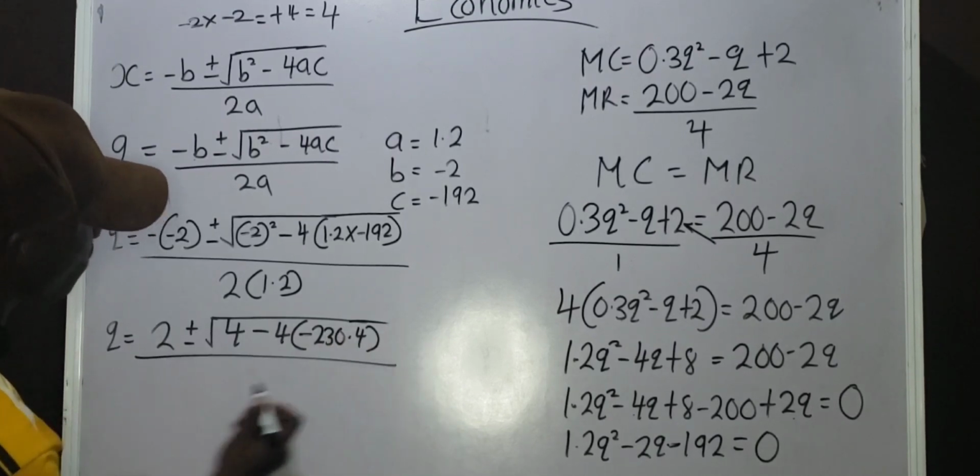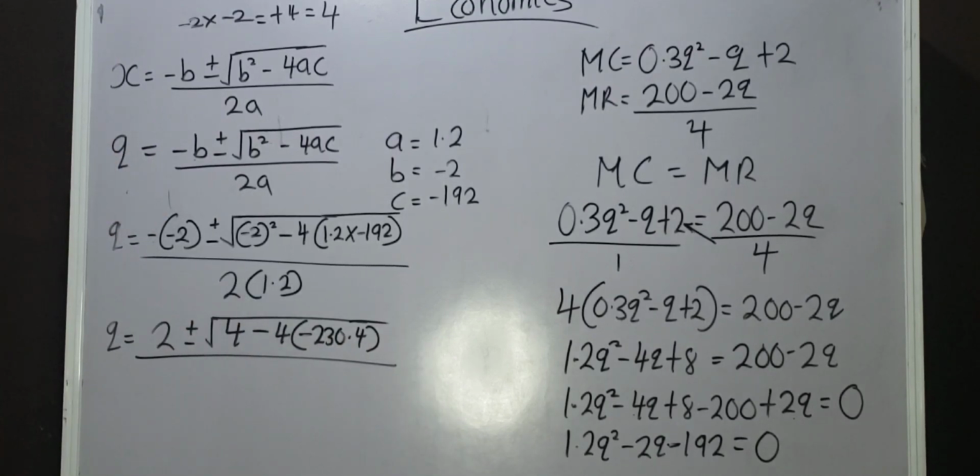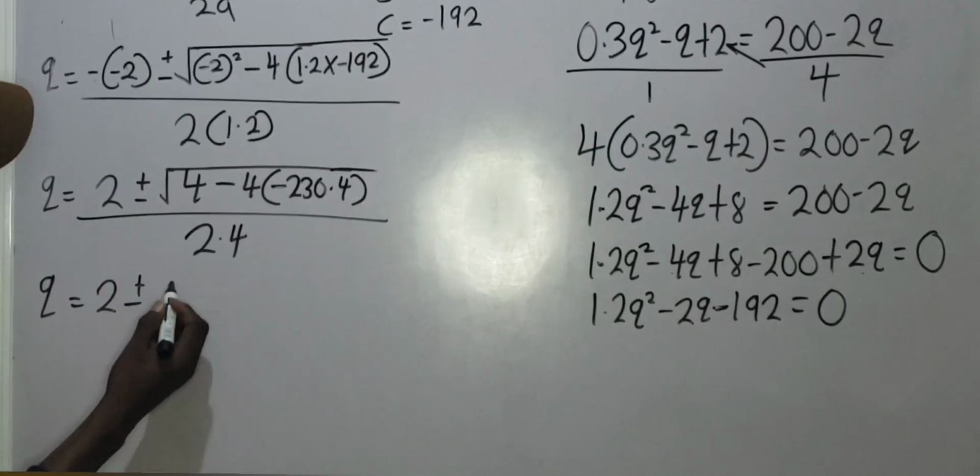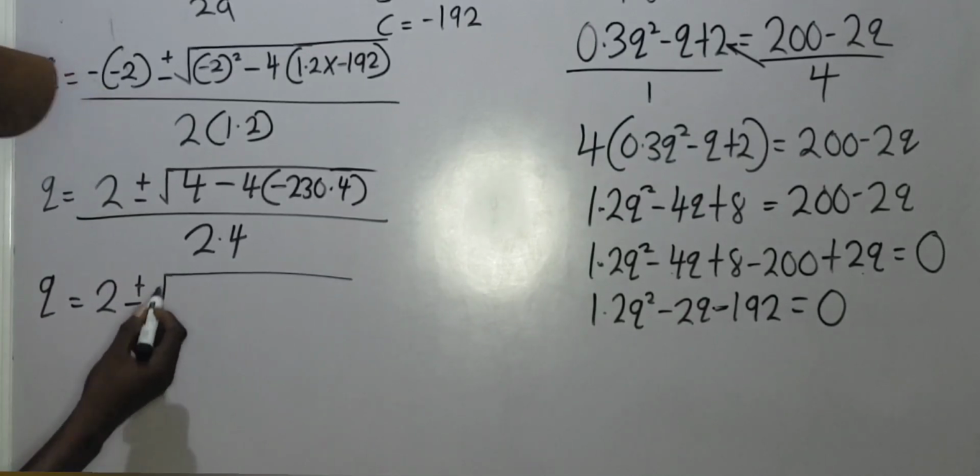For this, I'm going to have all over 2 multiplied by 1.2, that is 2.4. So I'm going to have 2.4 here. Do you understand how I am simplifying this? If you didn't understand, reverse the video and watch it again. Okay, let's pay attention. Q is equals to 2 plus or minus square root of 4.